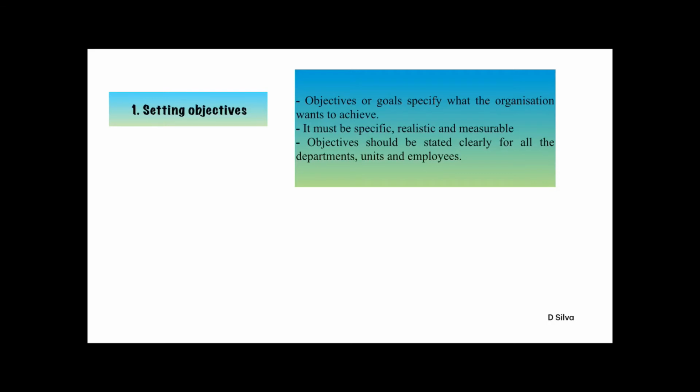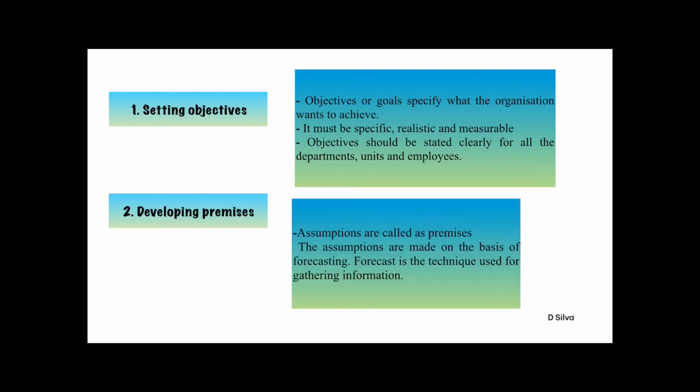For example, a mobile phone company sets the objective to sell 2 lakh units next year, which is double the current sales. The second step in the planning process is developing premises. Assumptions are called premises. The assumptions are made on the basis of forecasting. Forecasting is the technique used for gathering information. Premises are nothing but assumptions.